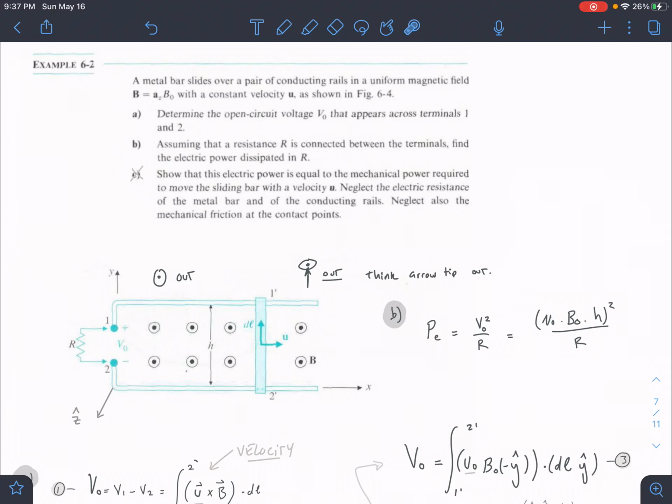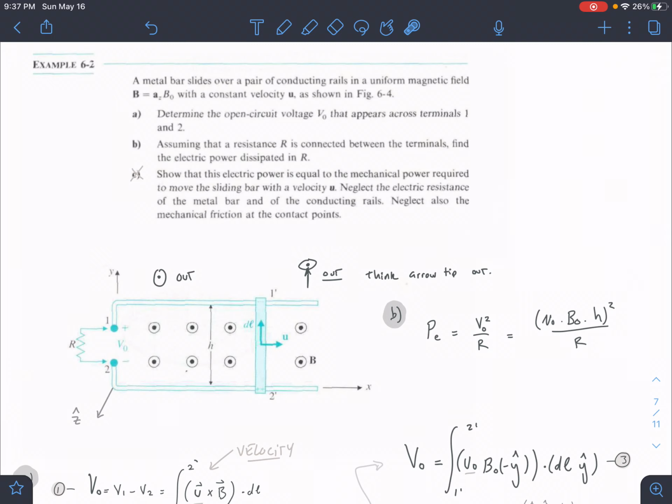Okay, so this is an example from chapter 6, and the main takeaway is that if we have a B field and we're moving a conductor through it with a velocity, we can induce a current in a conducting circuit by moving the conductor through the B field. In this case, we have a metal bar that's sliding over a pair of conducting rails. Because it's touching these rails, it's essentially completing a circuit.